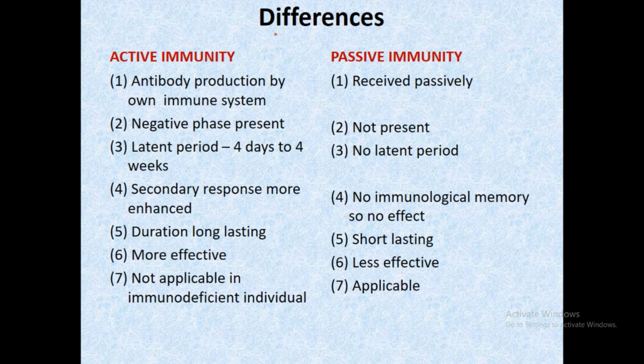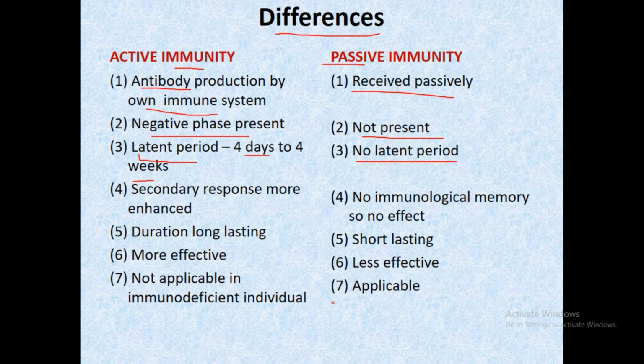Now the differences between active immunity and passive immunity. First point: in active immunity, antibody production is by our own immune system; in passive immunity, it is received passively. Second, negative phase is present in active immunity, and not present in passive. And next is the latent period, 4 days to 4 weeks in active immunity, and in passive immunity there is no latent period.